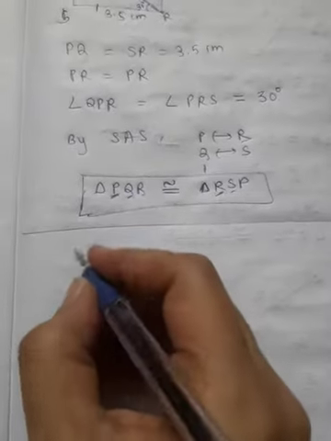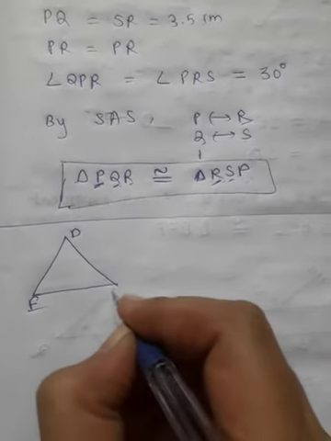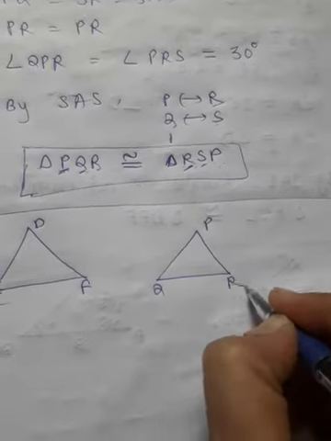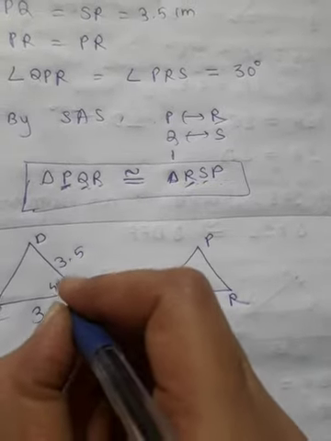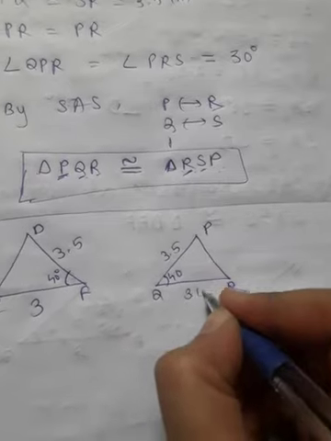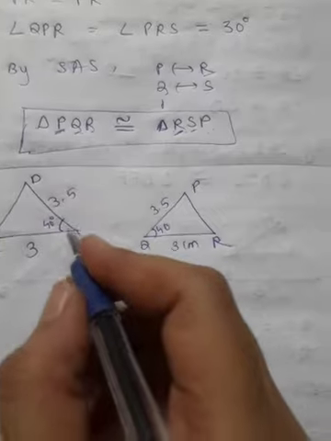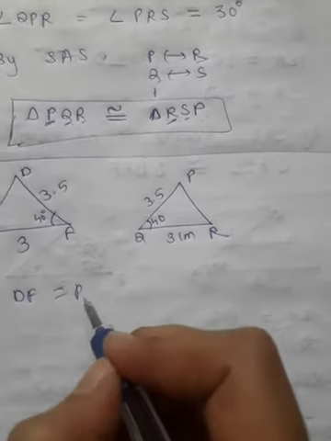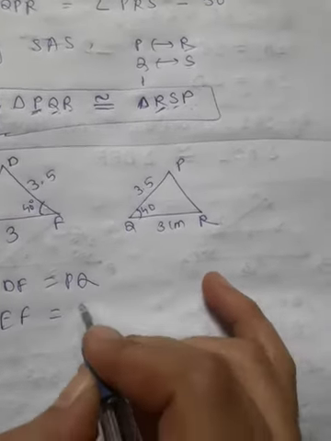Now see next diagram. DEF, PQR. So here 3.5, 3, 40 degree. Here 40 degree, 3.5, 3. Now observe that here we have to apply SAS test. So first of all, see which two sides are equal. So you observe that DF is equal to PQ, 3.5, 3.5. EF is equal to QR.